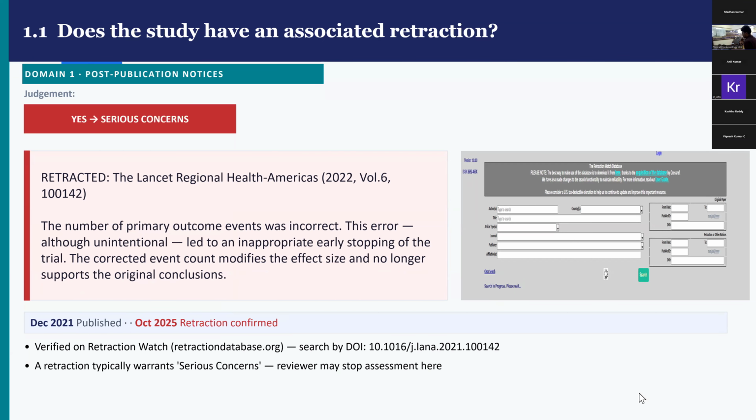So if an article is retracted, it's given as serious concerns here. And for any article that we're critically appraising, if an article has been retracted, it gives an overall judgment of serious concerns for the entire study.